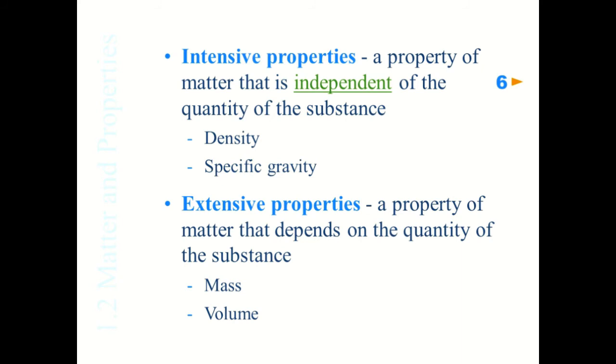Two more vocabulary: intensive properties and extensive properties. An intensive property is a property of matter that is, this is what you need to remember, independent of the amount of matter. It is not relying on how much you have. So an intensive property does not change whether you have a lot or a little of that substance. That is in contrast to an extensive property, which is dependent on the amount of matter that you have. So, intensive, independent. Extensive, dependent.